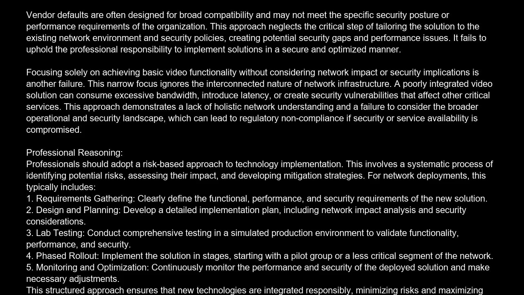3. Lab testing. Conduct comprehensive testing in a simulated production environment to validate functionality, performance, and security. 4. Phased rollout. Implement the solution in stages, starting with a pilot group or a less critical segment of the network. 5. Monitoring and optimization. Continuously monitor the performance and security of the deployed solution and make necessary adjustments. This structured approach ensures that new technologies are integrated responsibly, minimizing risks and maximizing benefits.